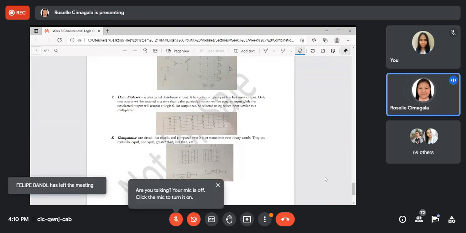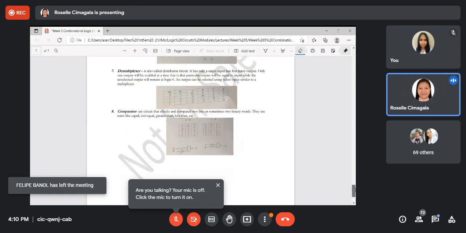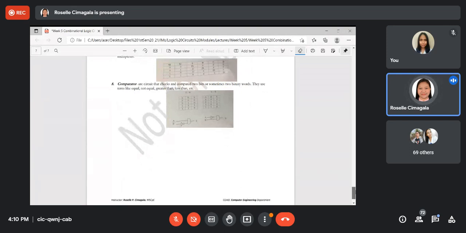I'll be showing you the video for the multiplexer for more understanding, and then I'll finish the comparator. A comparator circuit only checks and compares two bits, or sometimes two binary words. They are used for equal, not equal, greater than, or less than. Let's say for the binary representation A less than B, I could use this truth table. It outputs 1 if A is greater than B or A is less than B. If A is greater than B, the output is 1 here, because A is 1 and B is 0.